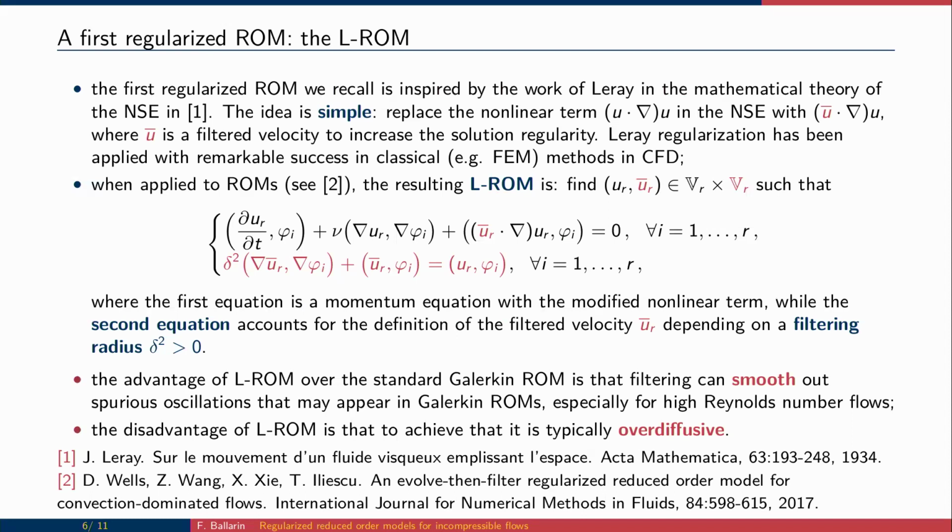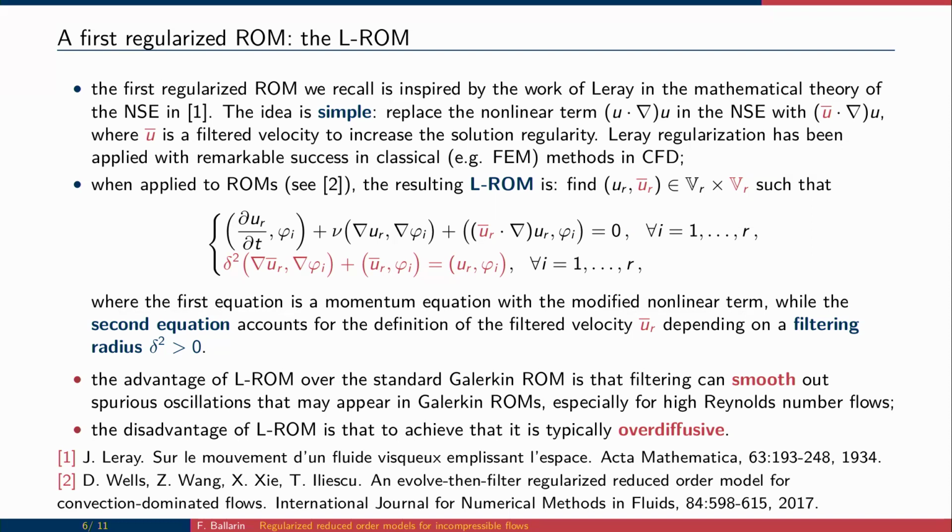So the idea in paper number 2 by our collaborators was to apply this in the context of reduced order modeling. So to find now two unknowns, the actual reduced velocity, UR, and a reduced order filtered velocity, U bar R, in the same space, VR times VR, such that the first equation is a slightly modified momentum equation, where the nonlinear term now has U bar R instead of UR. And the second equation is a definition of how this filtering occurs.